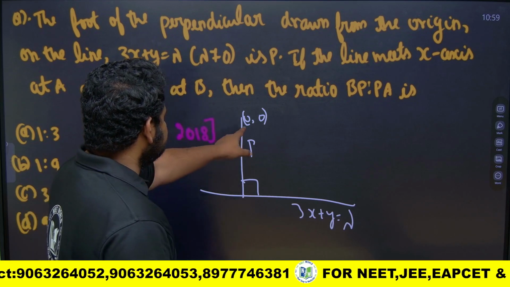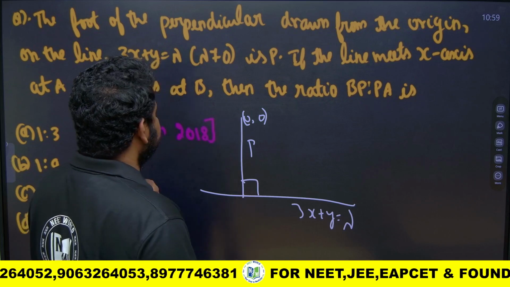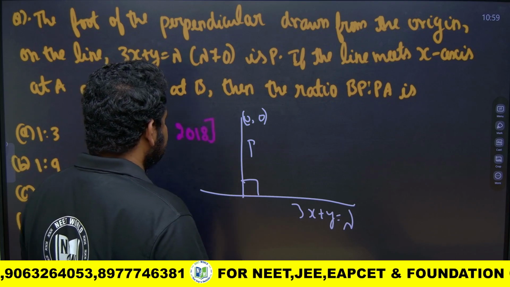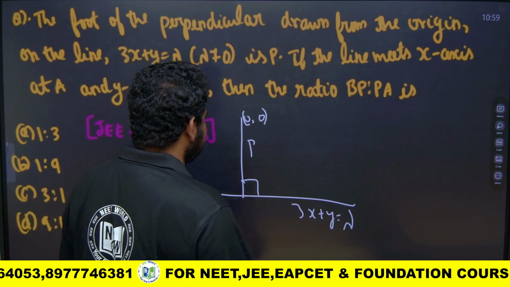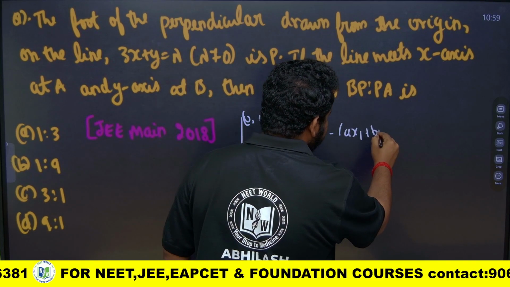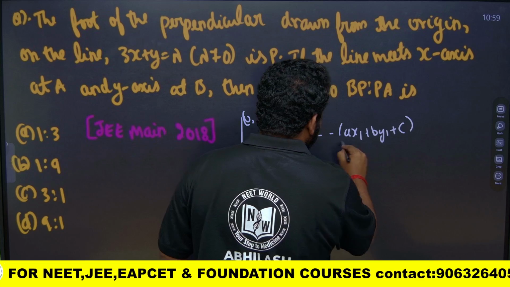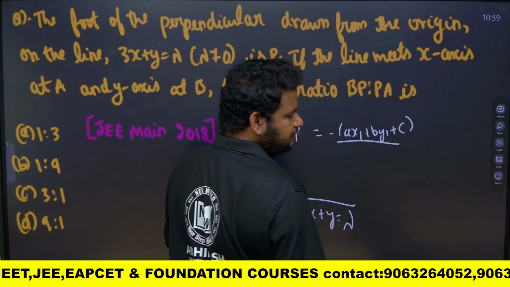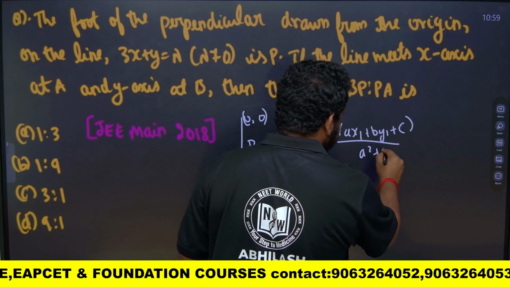So they are drawing from 0, 0, that is, the foot of the perpendicular is drawn from the origin. So the foot of the perpendicular is given by what? Minus of (ax1 plus by1 plus c) divided by a square plus b square. It is not square root.